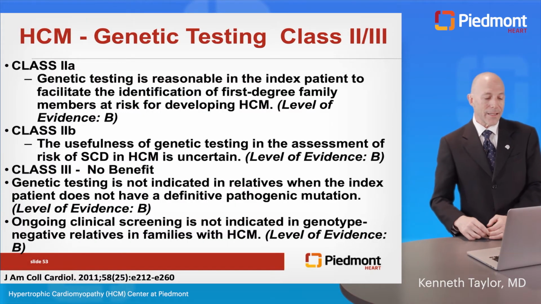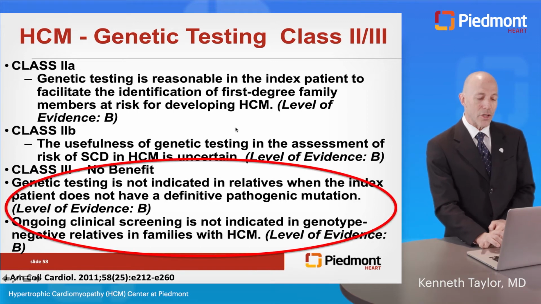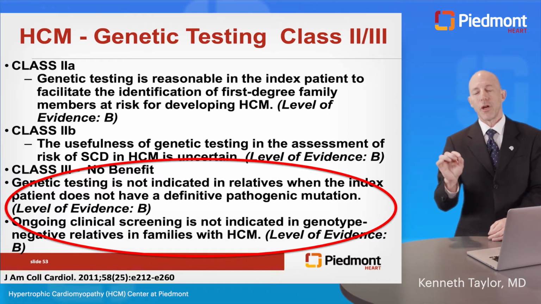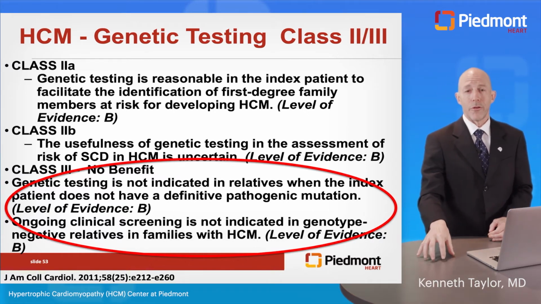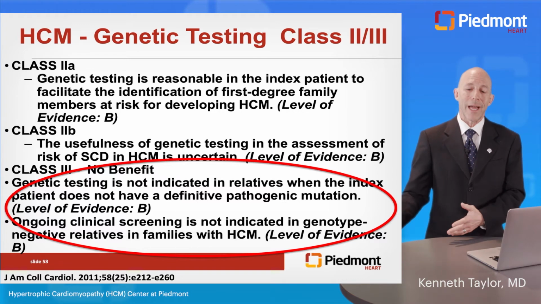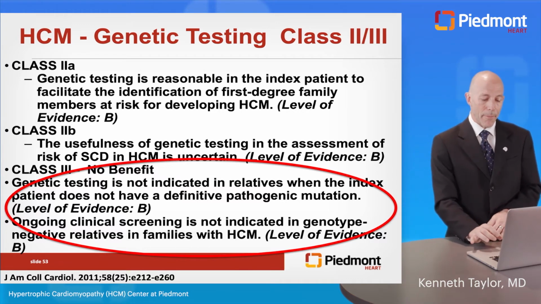So genetic testing has a 2A indication as reasonable for identifying family members. It's not indicated when an index patient doesn't have a definitive mutation. So if you get one of the two-thirds that's either a variant of unknown significance or a negative gene, then you can't use that to screen family members.